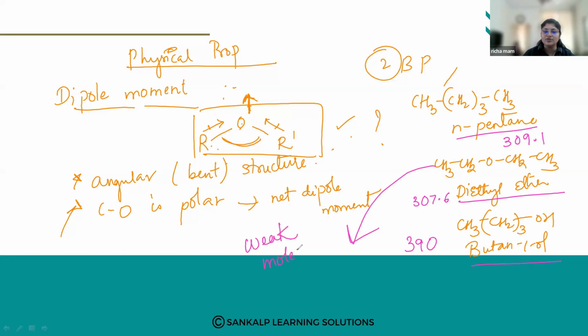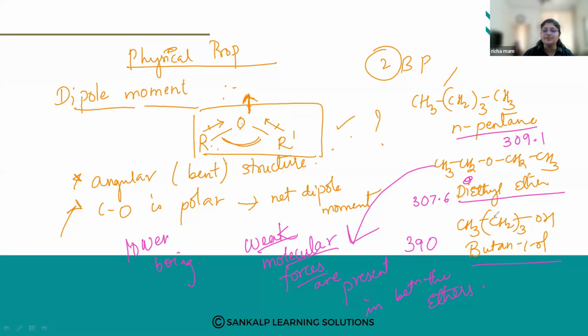Okay, so we can see that weak molecular forces of attraction are present between the ethers. When you compare ethers with alcohols and hydrocarbons, you can see that the boiling point of ethers is very low. Why? Because of the weak molecular forces present between the ethers. As compared to other molecules like hydrocarbons and alcohols, it has a lower boiling point.